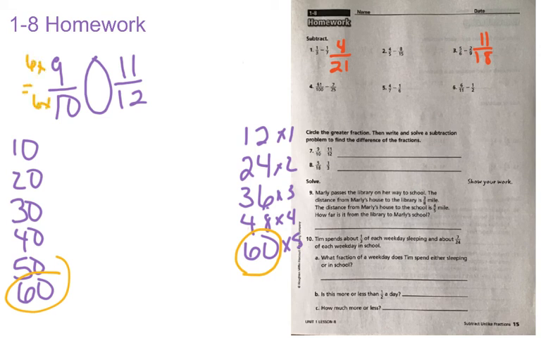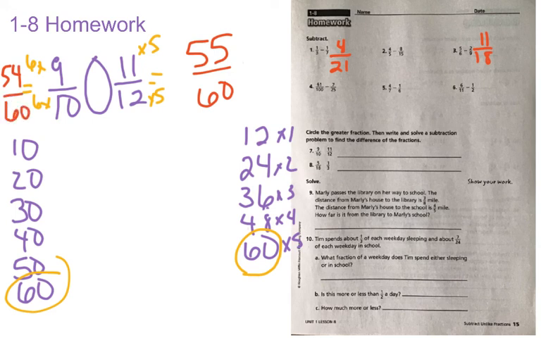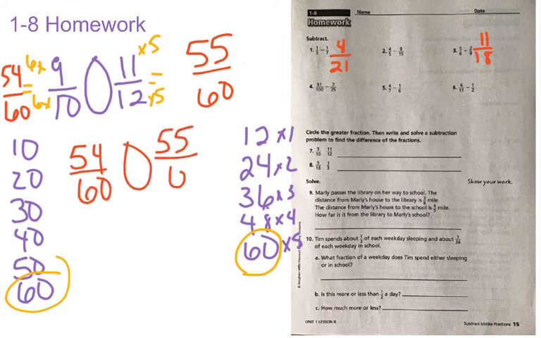So 10 times 6 is equal to 60. Whatever we do to the top, we do to the bottom. And 12 times 5 is equal to 60. So top and bottom, 11 times 5 is equal to 55. 12 times 5 is equal to 60, and 9 times 6 is equal to 54, and 6 times 10 is equal to 60. And now we're comparing 54/60 to 55/60. And we know that 55/60 is bigger, or 11/12 is bigger.